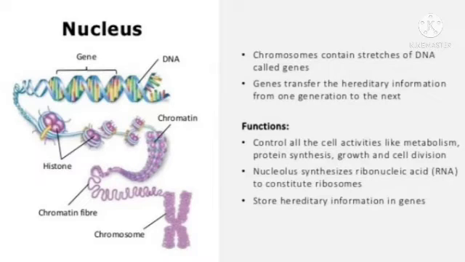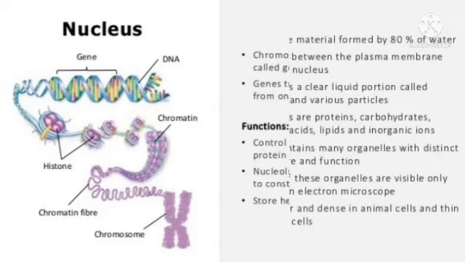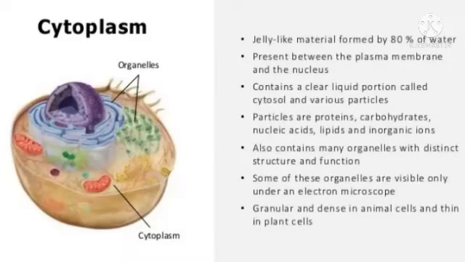Function: it controls all the cell activities like metabolism, protein synthesis, growth, and cell division. It stores hereditary information in genes. Cytoplasm: it is a jelly-like material formed by 80% of water, present between the plasma membrane and the nucleus. Some of the organelles are visible only under an electron microscope. Granular and dense in animal cells and thick in plant cells.